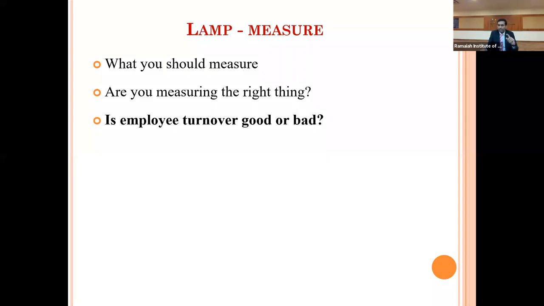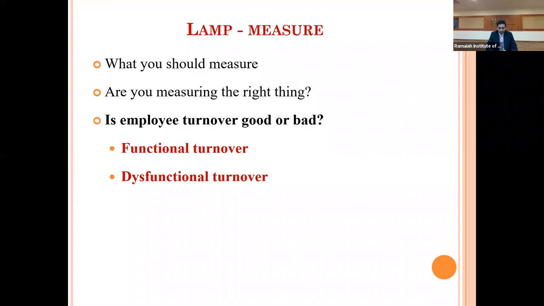If you see employee turnover as one metric, you won't apply the logic here, and you will miss it. Employee turnover is divided into two important metrics: functional turnover and dysfunctional turnover. What about functional turnover? Functional turnover is when bad employees are leaving the organization, right? It's good for the organization. Dysfunctional turnover is when good employees are leaving the organization; it's bad for the organization. Again, functional turnover is good for the organization. Dysfunctional turnover is bad for the organization.